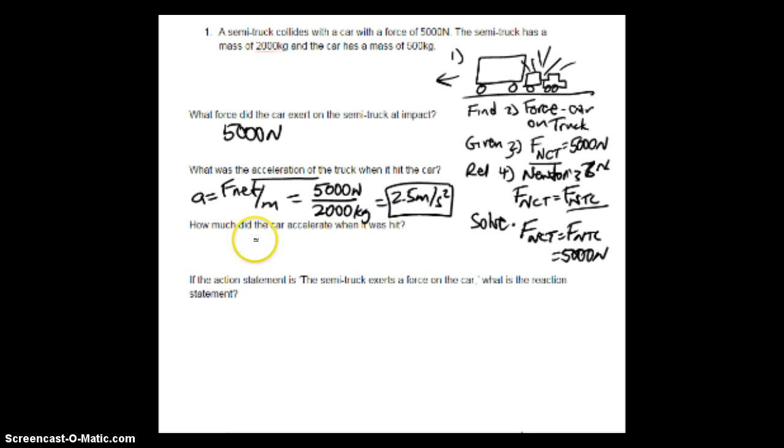squared. Okay. How much did the car accelerate when it was hit? Well, it's the same relationship. A is equal to F net divided by m, and the force is 5,000 newtons. Not the same force, since it's in the opposite direction, but it's the same magnitude. The mass of the car is 500 kilograms, so its acceleration is 10 meters per second squared. I'm going to say on this one it's to the right, because we can see that the car is slowing down.